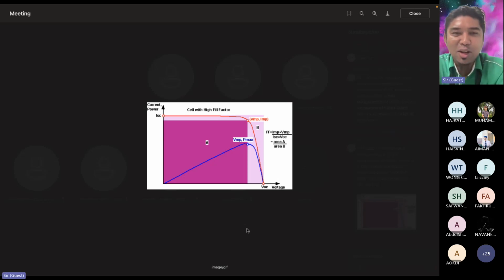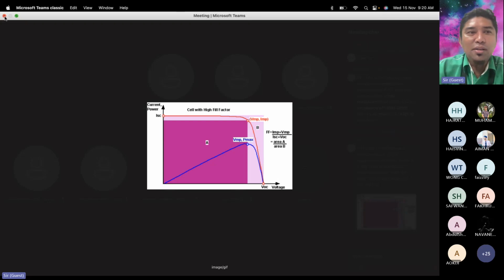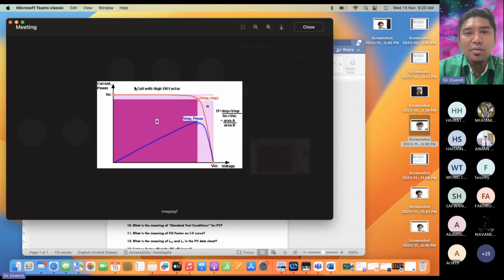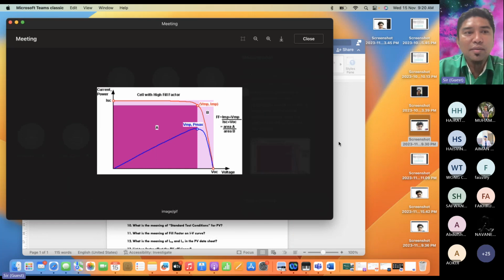Anyone want to try? That one is not included in your tutorial, just from this graph. If we obtain, say in the datasheet, that our cell is 0.7, what does it mean based on that? Okay, that's wrong.